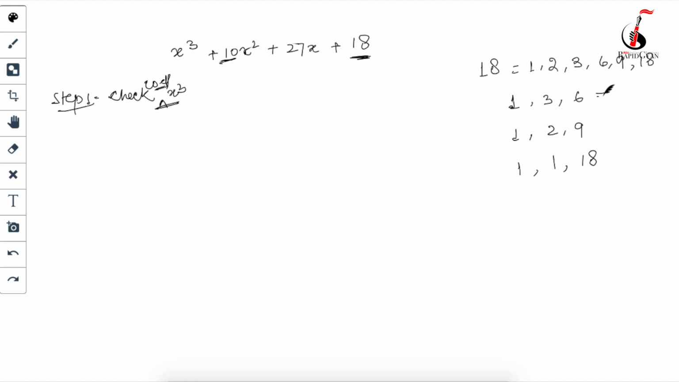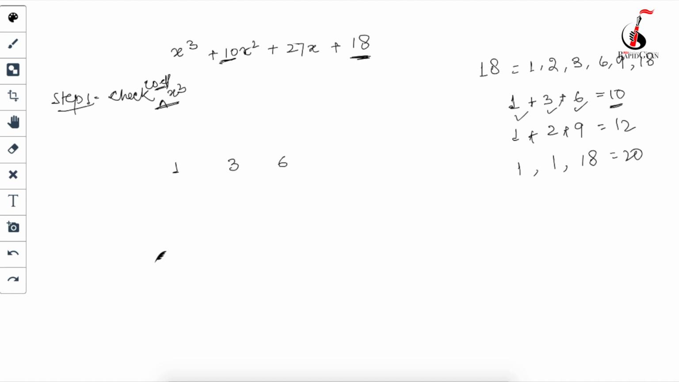Now you will have to add these numbers. 1 plus 3 plus 6, you will get 10. 1 plus 2 plus 9, what will you get? 12. Here you will get 20. So what are the 3 factors where you are getting your answer 10? This will be unique, guys. The 3 factors where you get 10 are 1, 3, 6. Simple thing. So take out these 3 factors 1, 3 and 6.